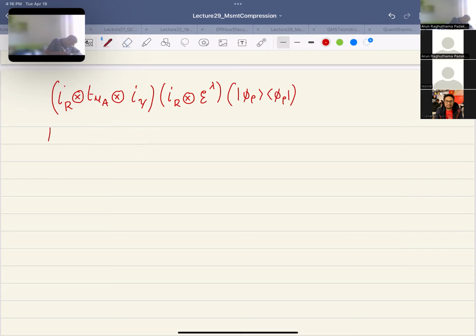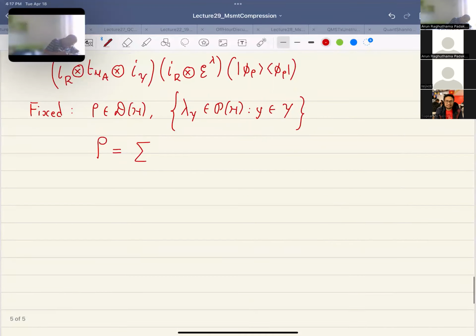I'm going to do it over rho, and then I'll do it more generally. So remember what all is fixed. Fixed: rho belongs to D(H) and lambda_Y, these are given to us. Okay. So let rho have a spectral decomposition. We'll start with the spectral decomposition.